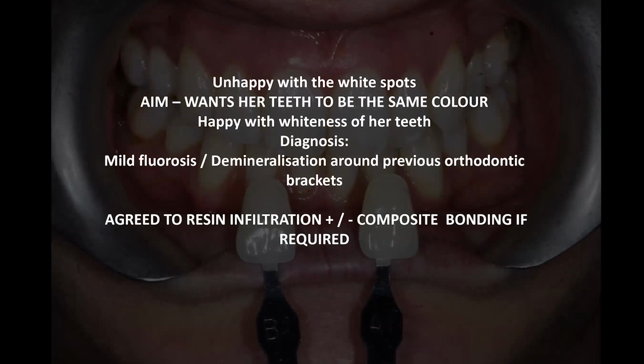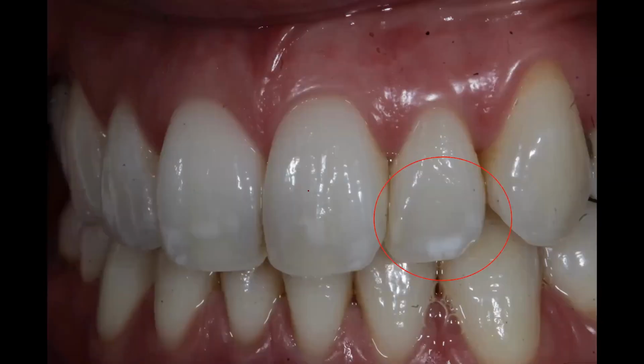I noticed that these lesions, the outline was quite defined, so I knew they were going to be fairly deep, and just wanted to make her aware that if the resin on its own wasn't going to do the job, we may just roughen and take a few microns off the surface and add some composite resin there for her. And this is why I think there might be some orthodontic bracket demineralization, because you can almost draw the outline of where an orthodontic bracket would have been on this tooth. And so that just made me think maybe it is that.